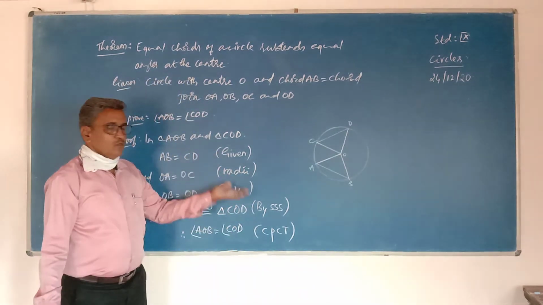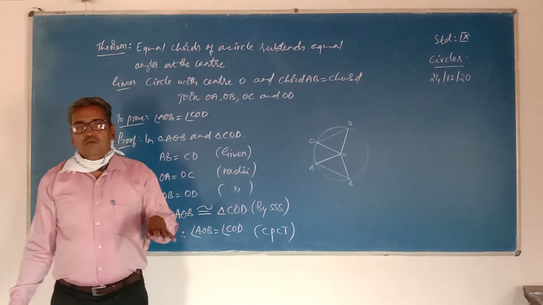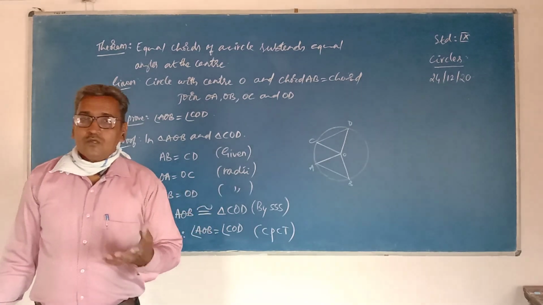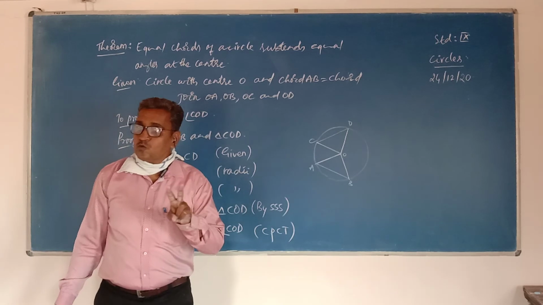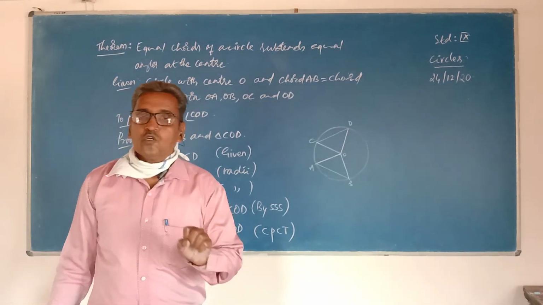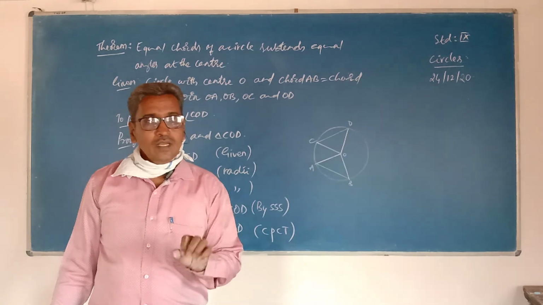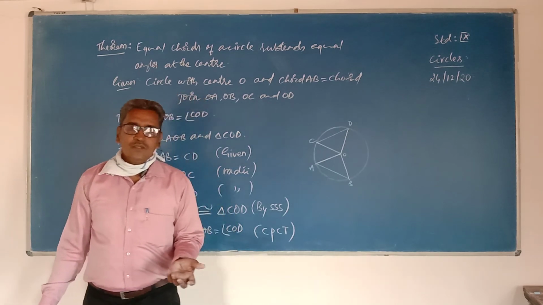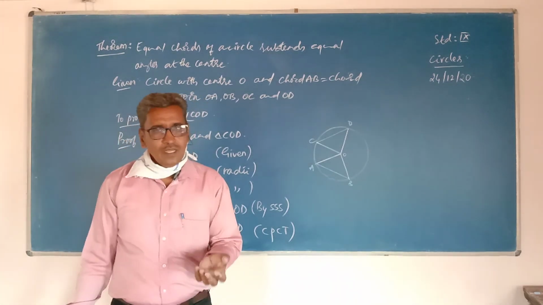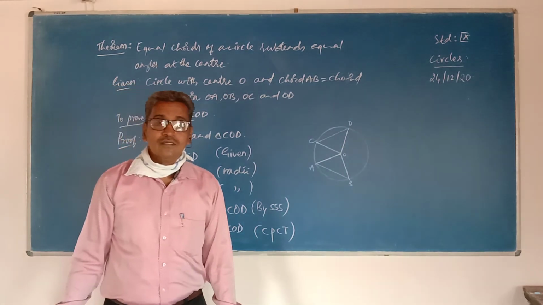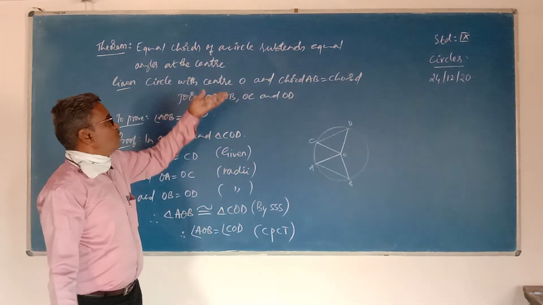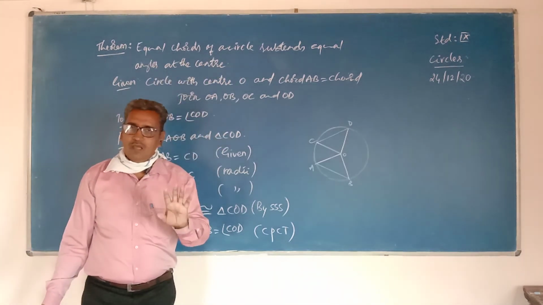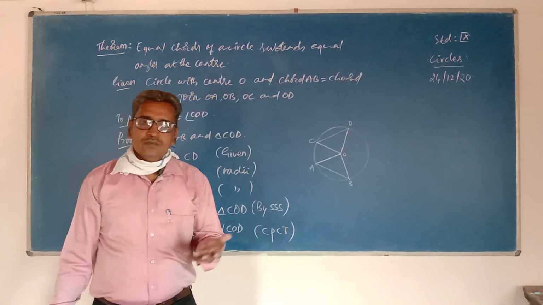In this way, we are using the properties from the study of congruence of triangles, then we can prove. One question again: if two chords subtend equal angles at the center, what about the chords? Two chords subtending equal angles at the center, then the chords are of equal length. That is the converse of this theorem. Try to prove it yourself. I will show how I prove that theorem also.